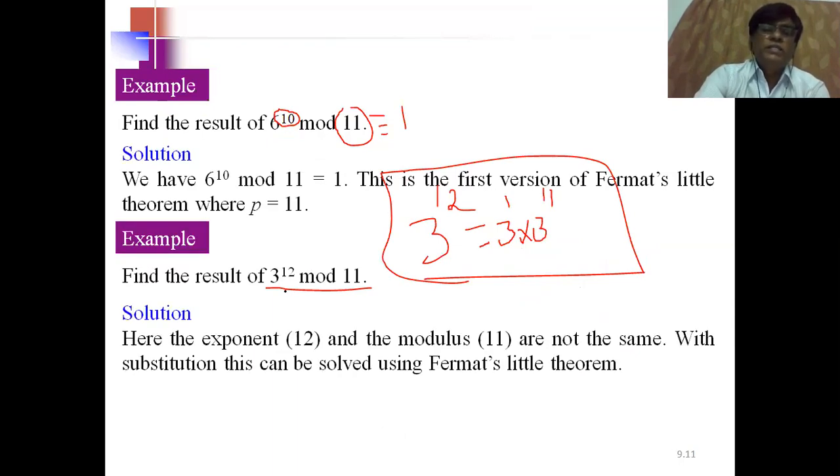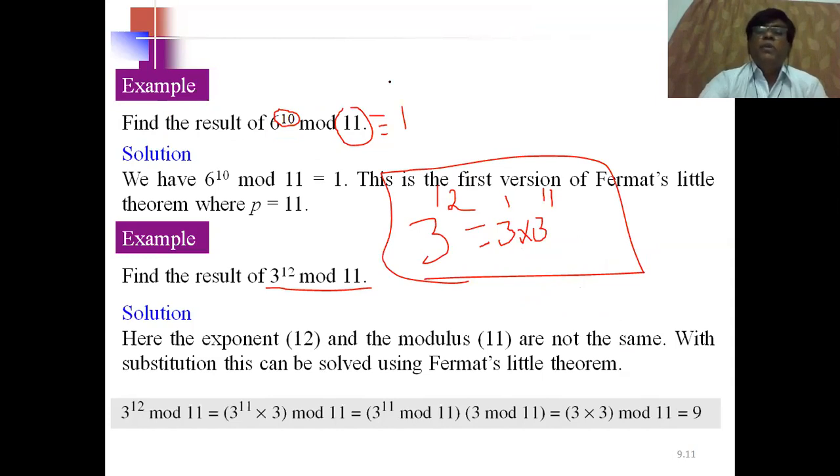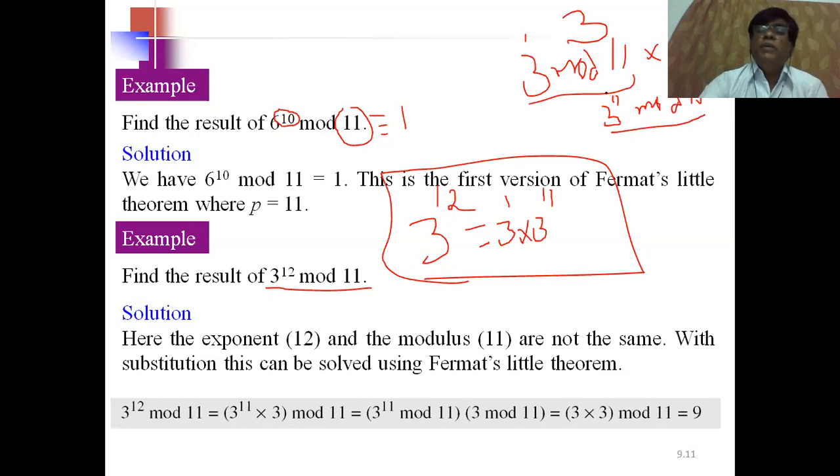So this is the second example. If you see the second example, 3 power 12 can be rewritten as 3 power 1 into 3 power 11. So 3 power 1 mod 11 into 3 power 11 mod 11. This 3 power 1 means 3 mod 11 is 3. 3 power 11 mod 11: here we have 11 and also we have the 11. That's why its answer is 3. So 3 into 3 is 9. So the answer is 9.